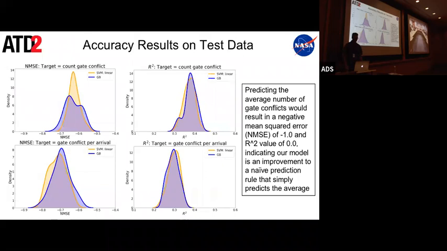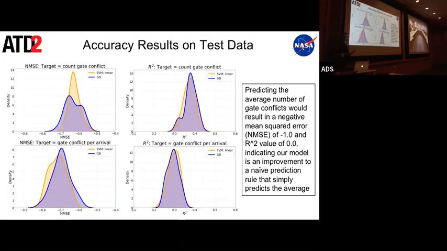So once we have our models, once we have the best combination of parameters, now we can assess the accuracy. And so these are two values of accuracy that we considered here. On the left-hand side is the negative mean squared error. And on the top will be the count of gate conflicts. On the bottom is the normalized gate conflict per arrival. On the right-hand side is the R squared, or explained variance.